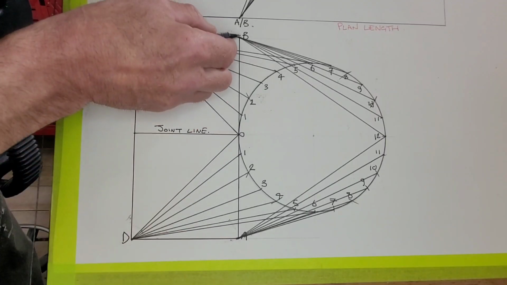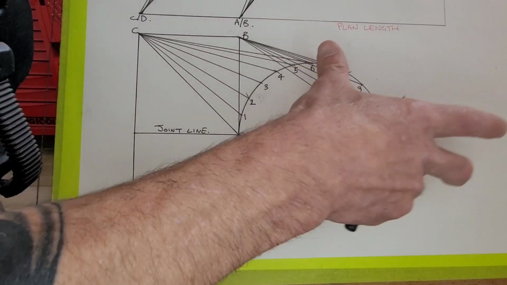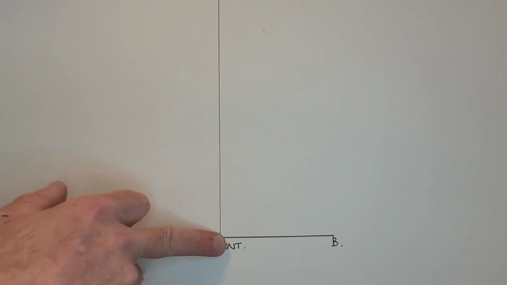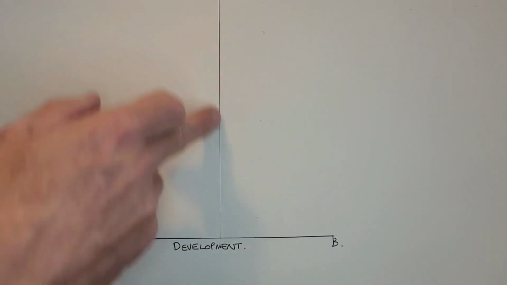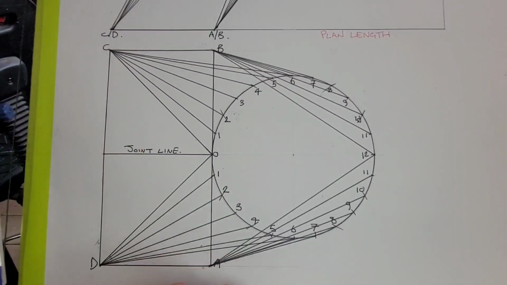I'll start from this line AB first when I draw the development, and this will be the starting point for the plan lengths and the vertical height. Here we are, AB drawn in, and this is my centre line, and this will keep everything nice, square and true, and we'll start plotting out the development. The golden rule is plan length against vertical height.